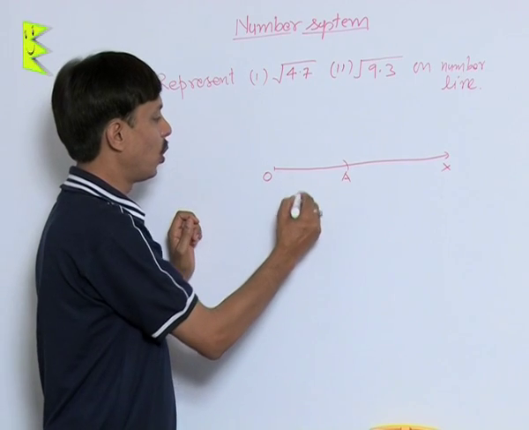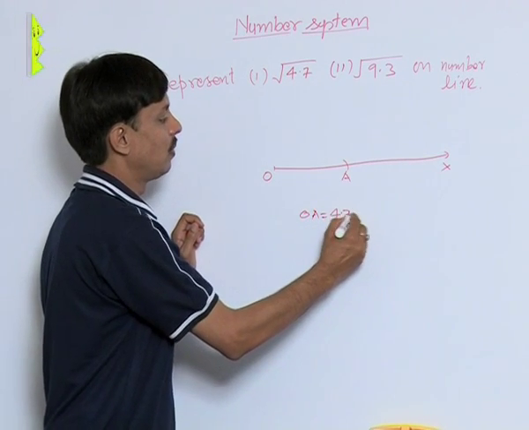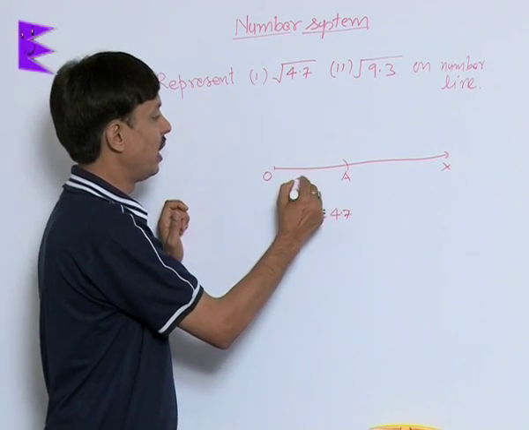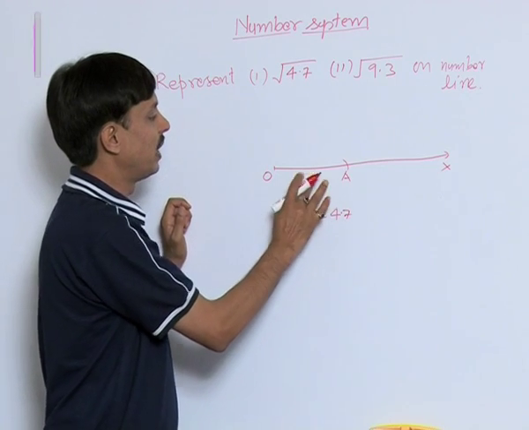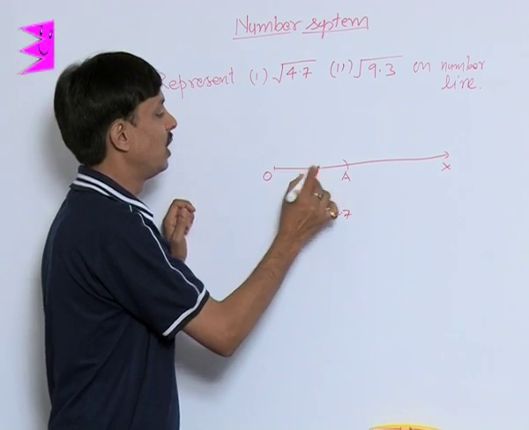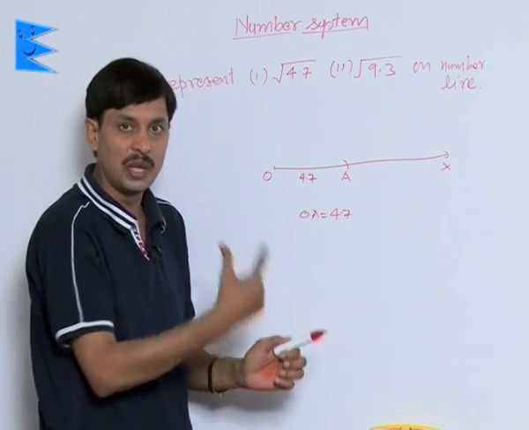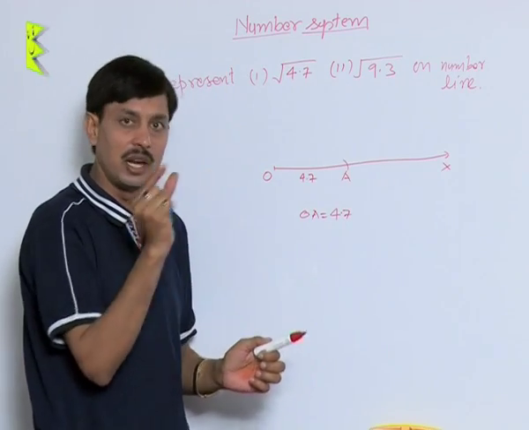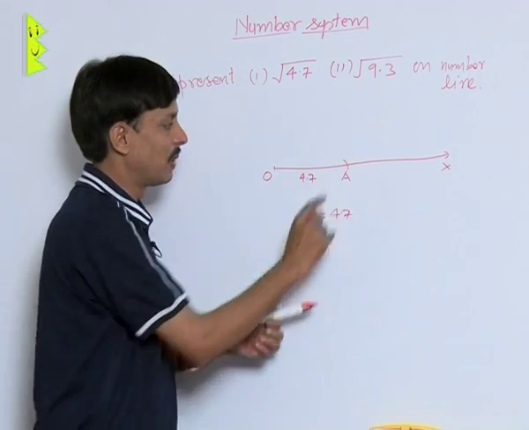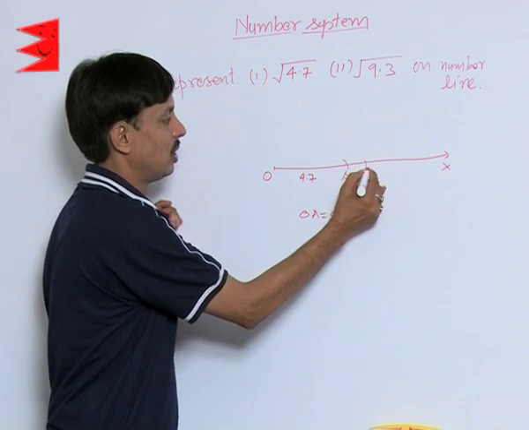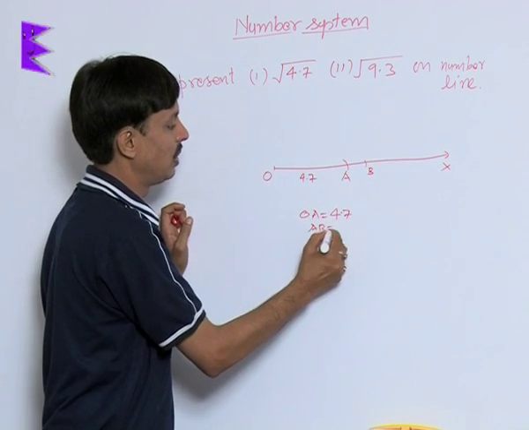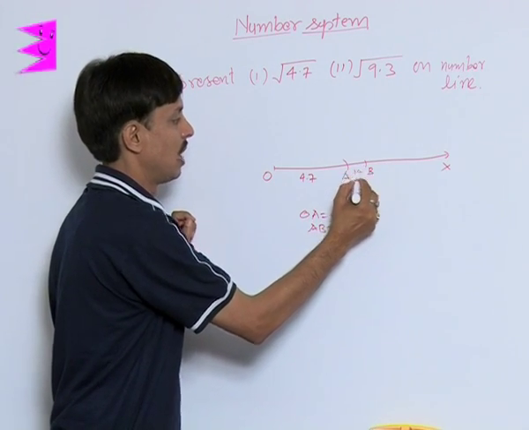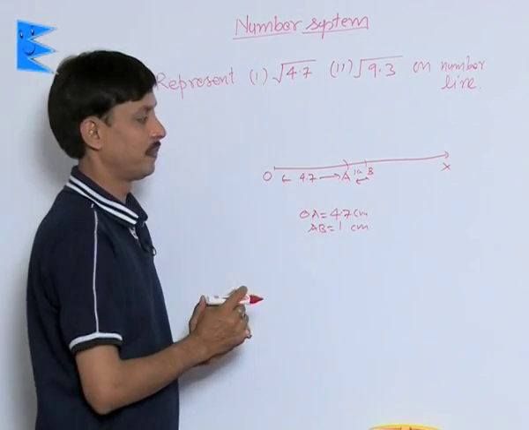How much have we taken for OA? 4.7 units, generally centimeters. So OA is 4.7, and after it the standard is to increase from A to B by only 1 unit. Take the compass, take a radius of 1 unit, fix the needle of the compass at A and mark this B. So we can say AB is equal to 1 centimeter. This is AB, this is OA.